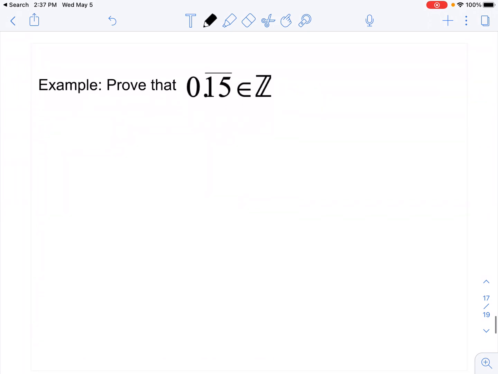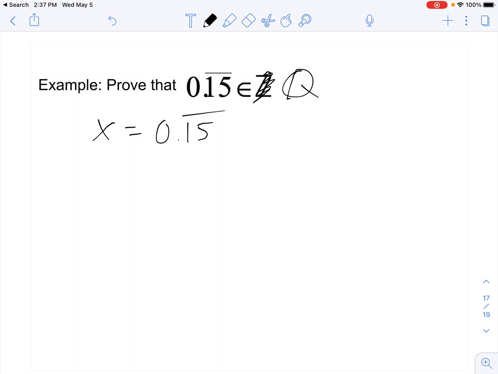Prove that 0.15 repeating is a member of the set of integers. Ooh, I don't think I wanted that. I think I wanted the set of rational numbers. So I'm going to prove that it's in the set of rational numbers. To do that, I'm going to let x equal 0.15 repeating.